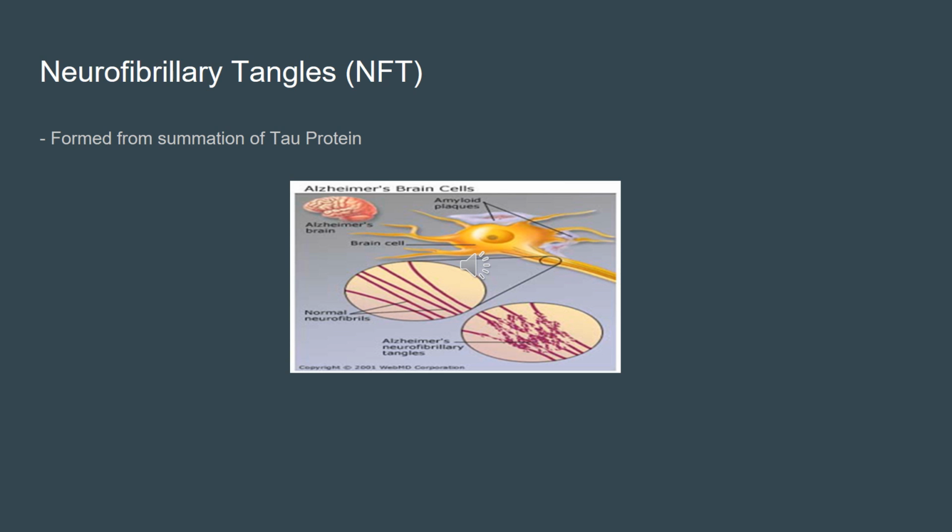Another protein abnormality of the brain is the formation of the neurofibrillary tangles due to the accumulation of plaques. The neurofibrillary tangles are formed from abnormality of the tau protein, which misfolds and ultimately disrupts neural and cellular communication.